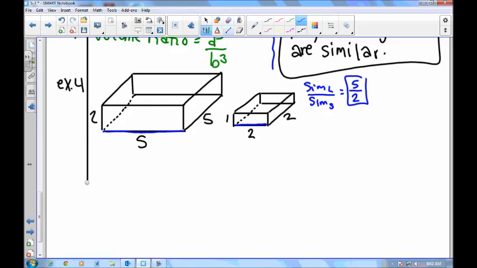Now what? Okay, cube it. So that would bring us into volume, right? 5 cubed, 125, and we've done 2 cubed before. 2 times 2 times 2 is 8. Okay? So we have to find the volumes, make sure it works and matches 125 over 8.